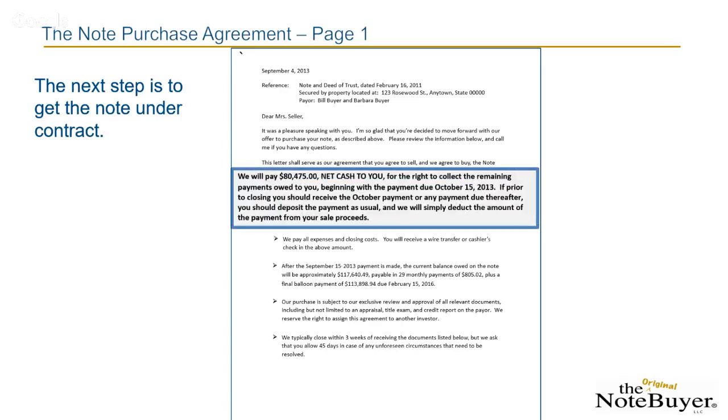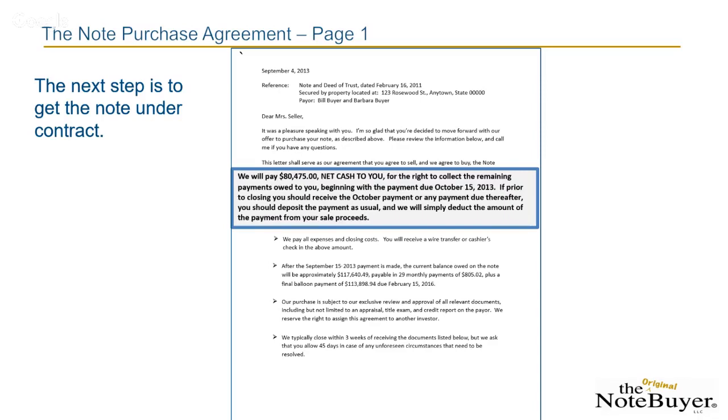So as you can see here, I'm just restating exactly what we're buying. If prior to closing, you should receive the October payment or any other payment due thereafter, you just go ahead and deposit them as usual, and we will simply deduct that amount from your sale proceeds. Now, you might be thinking, wait a minute, you don't state the payment amount. I do further down in one of these other bullets.